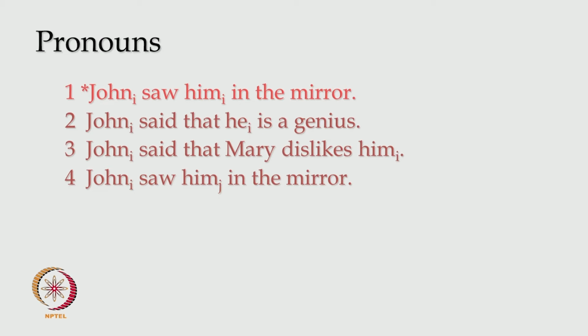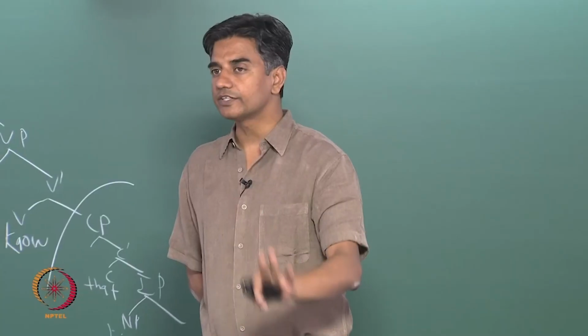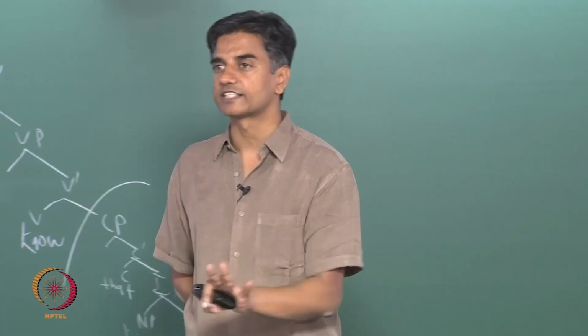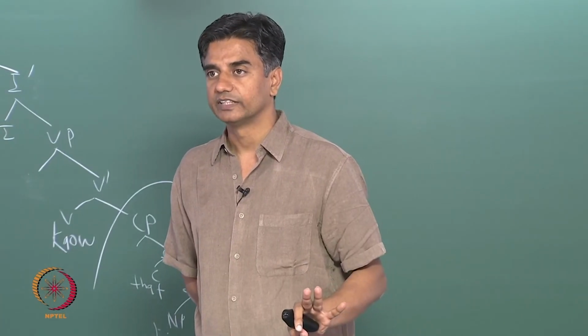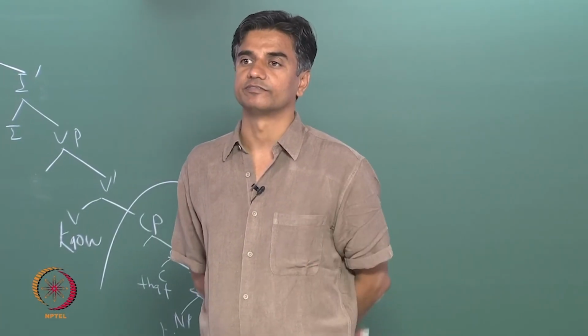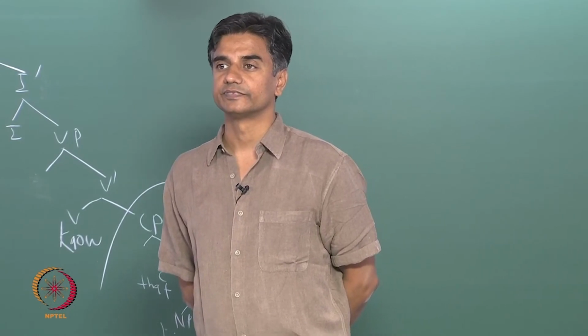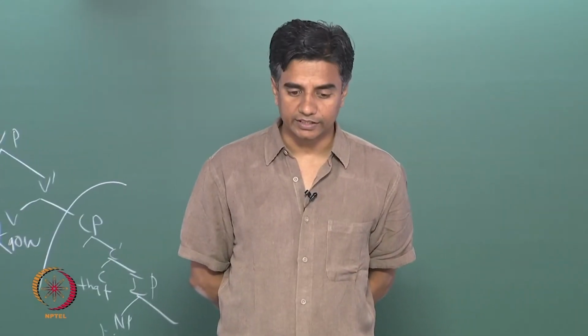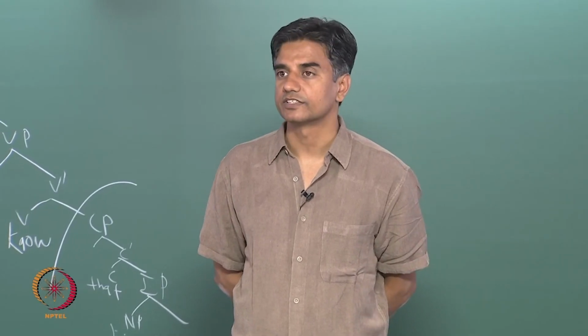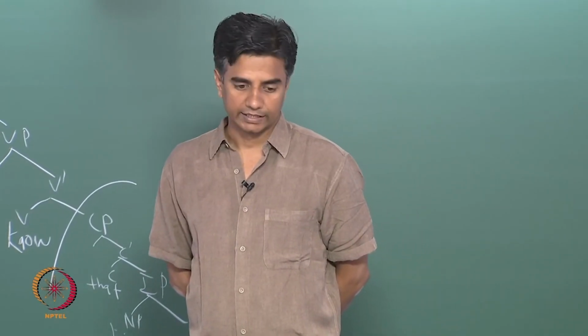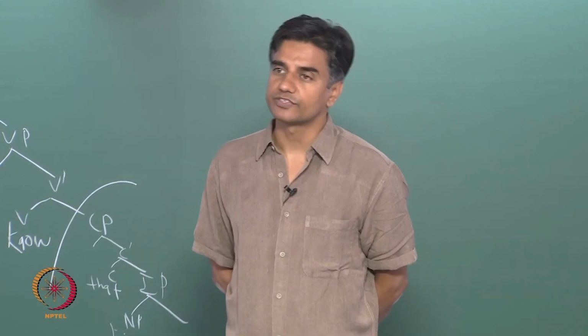John saw him in the mirror is not good, right? It is not good as it is marked here in this sentence, because if we try to put the same index for both, then it is not right. But with the same index, the second sentence is all right. You see that? John said that he is a genius. It's all right. John said that Mary dislikes him. That's also all right.